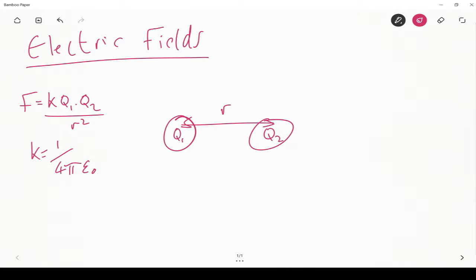So what does that mean? Well, if you double one of the charges, the force between them will double. If you increase the distance between them, the force will decrease. And K is just a simple constant of proportionality.